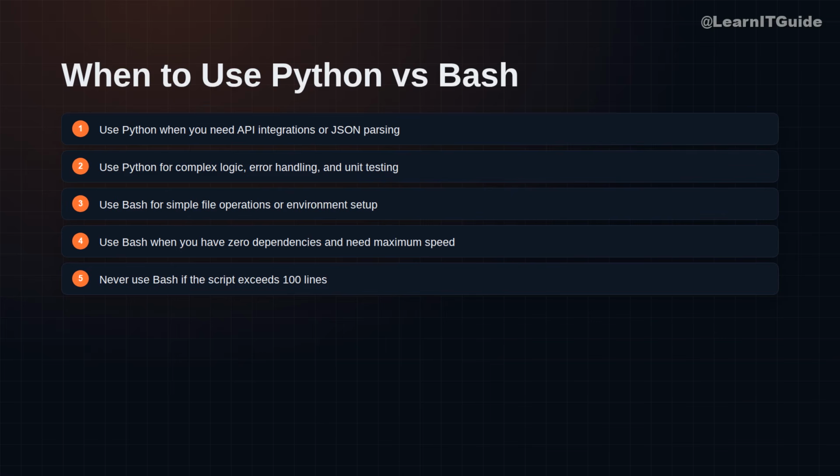Specifically, that includes: use Python when you need API integrations or JSON parsing, use Python for complex logic, error handling, and unit testing, use Bash for simple file operations or environment setup, use Bash when you have zero dependencies and need maximum speed, and never use Bash if the script exceeds 100 lines.